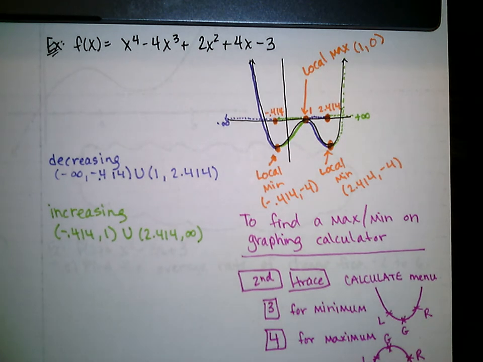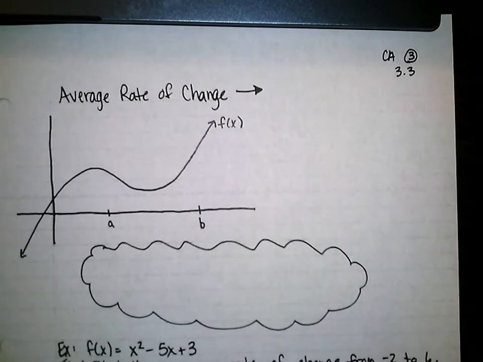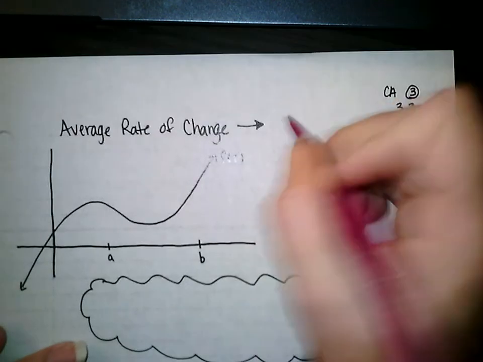I left you a lot of space here. We're actually done on this page. Okay, average rate of change. Average rate of change is a fancy way to say the slope of a line between 2 points.